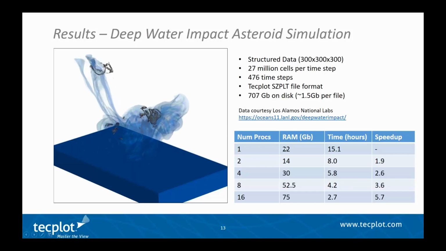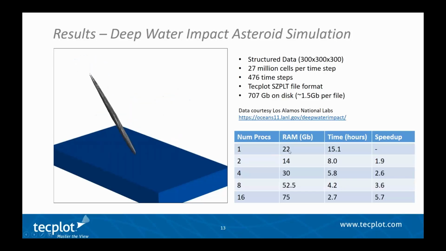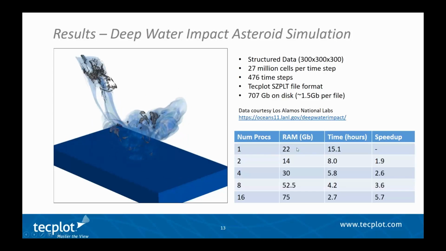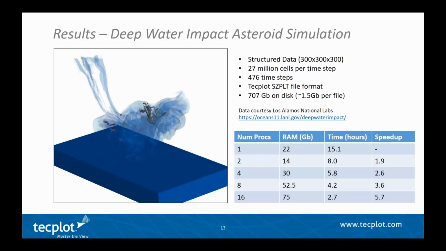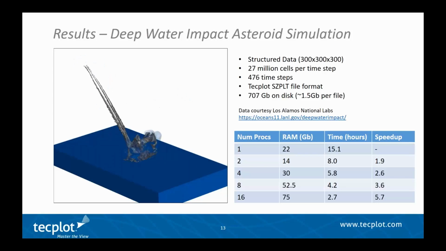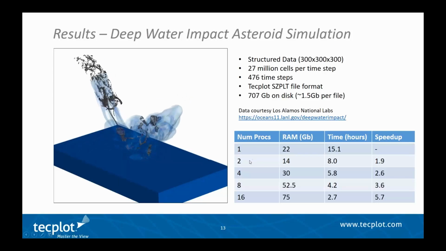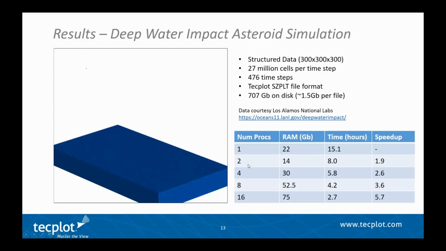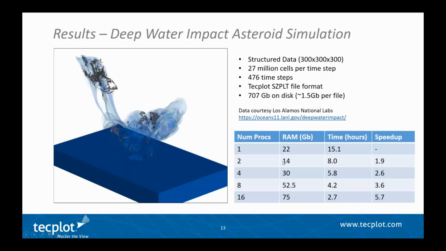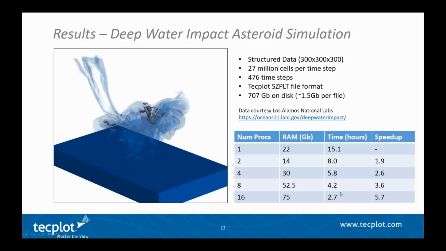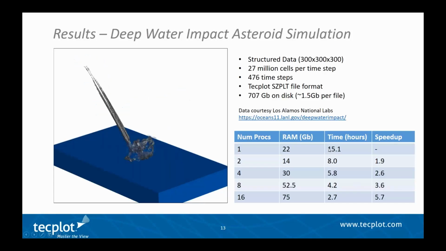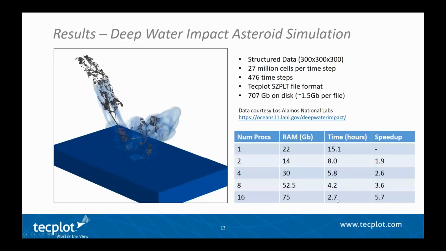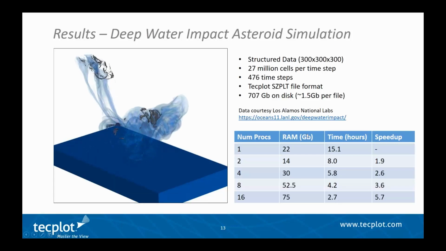One of the oddities here was the number of processors. At 1, we had 22 gigs of RAM, and I'm still not quite sure why we had high RAM in that case. So a little bit more looking into that, but you can see that in these other cases, where we were running in batch mode with PyTecplot, we had some good scaling and got the time from 15 hours down to under 3 hours for creating this animation.